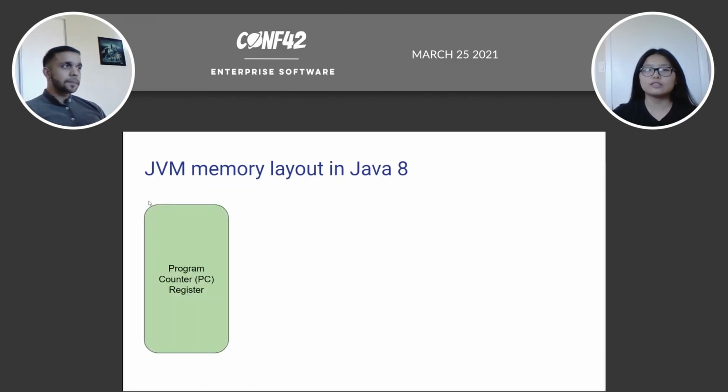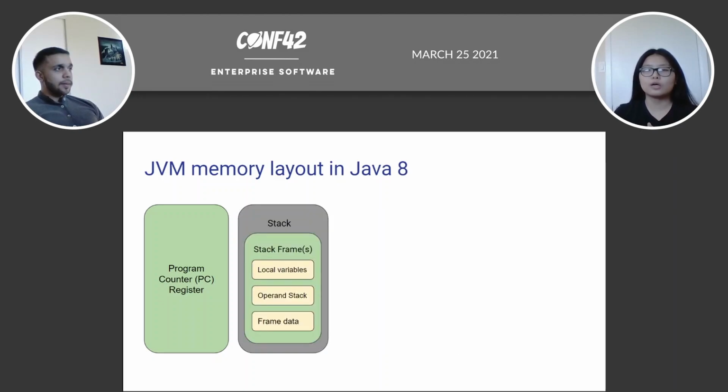The first section is the program counter or PC register, and this is where we store the address of the current instruction being executed. Next, we have the stack, and in the stack we have the stack frames. When a method is called, a new stack frame will be created for that method. Each stack frame contains the local variables, and the local variables are stored in an ordered set, and depending on its type, it's going to be stored into 1 entry or into 2 entries. For example, if it's an integer, it's going to be stored into 1 entry, but if it's a long or a double, it's going to be stored into 2 entries.